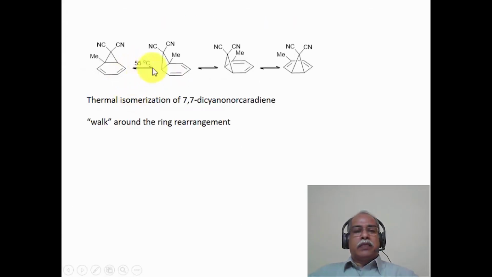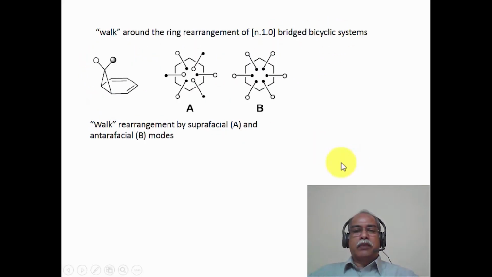So the thermal isomerization takes place at a lower temperature in terms of the isomerization of the walking of the gem dicyanomethyl group. For example, this particular carbon bearing the gem dicyano groups essentially walks around the ring in this manner to give this particular product. So the thermal isomerization reaction of this type is what is known as the walk around the ring rearrangement, because this carbon is essentially walking over the ring, forming the various intermediates that are shown in this particular example.